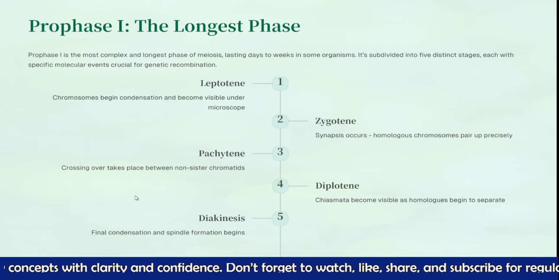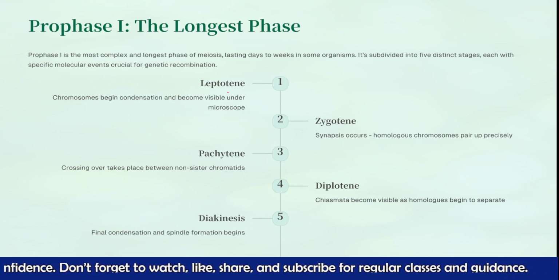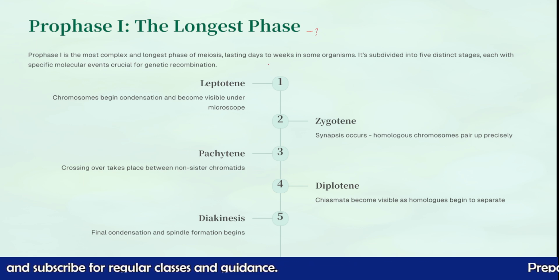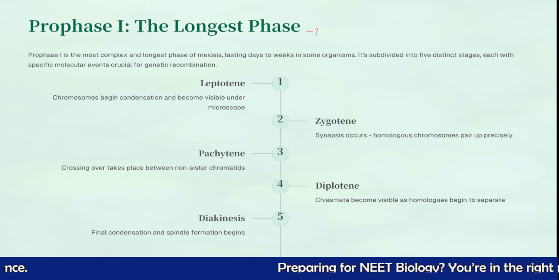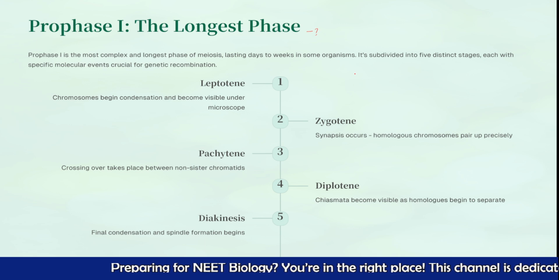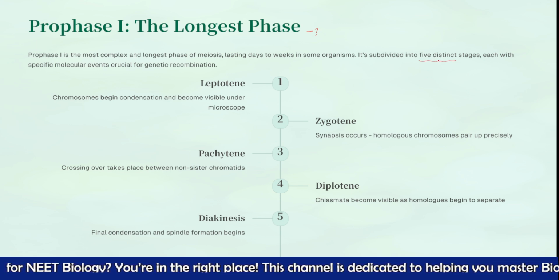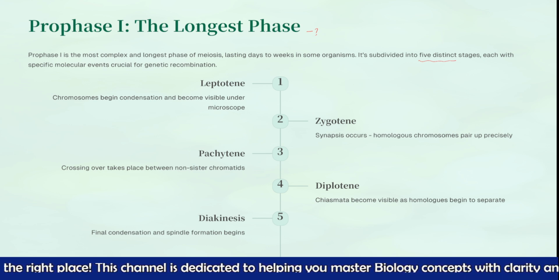First, prophase 1. Prophase 1 is the longest phase in meiosis. This is one important question: which is the longest phase in meiosis? That is prophase 1. It may take 2-3 days, or maybe a week, or many years also. Prophase 1 consists of 5 distinct stages, and you have to learn them in the correct order. What are the 5 different stages?